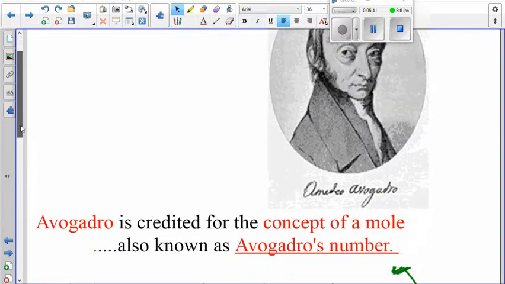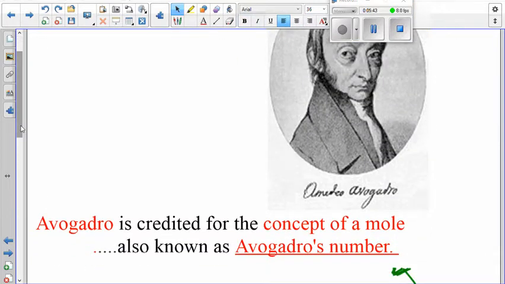The guy who came up with the idea of a mole, okay? The mole is also known as Avogadro's number. Mr. Pilcher, what do I really need to write down for this slide? You need to write the mole equals Avogadro's number. That's what you need to write down for this slide.